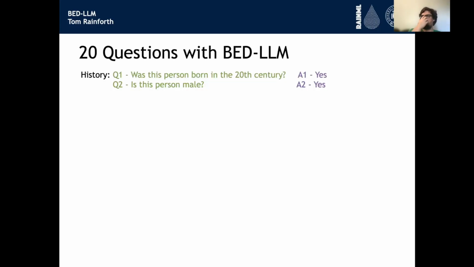To see how this is going to look in practice, we can go back to that 20 questions problem. We're going to start a couple of steps in, just as a bit of information to work with. Imagine that the two questions we've asked are, was this person born in the 20th century? In this case, the answer was yes. We've also asked, is this person male? And the answer is yes.